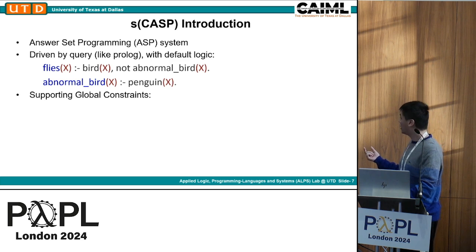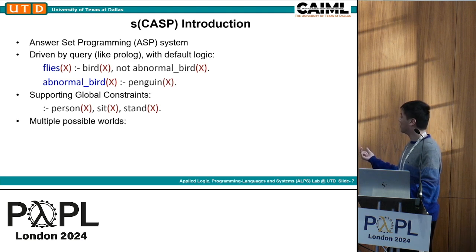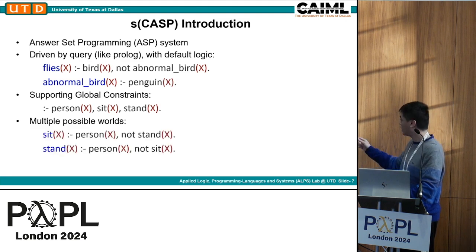As it's an ASP system, it also supports global constraints, like a person cannot be both sitting and standing, or multiple possible worlds, which are the local constraints. You can write it as these things: a person either sits or stands. You can write it in both ways.